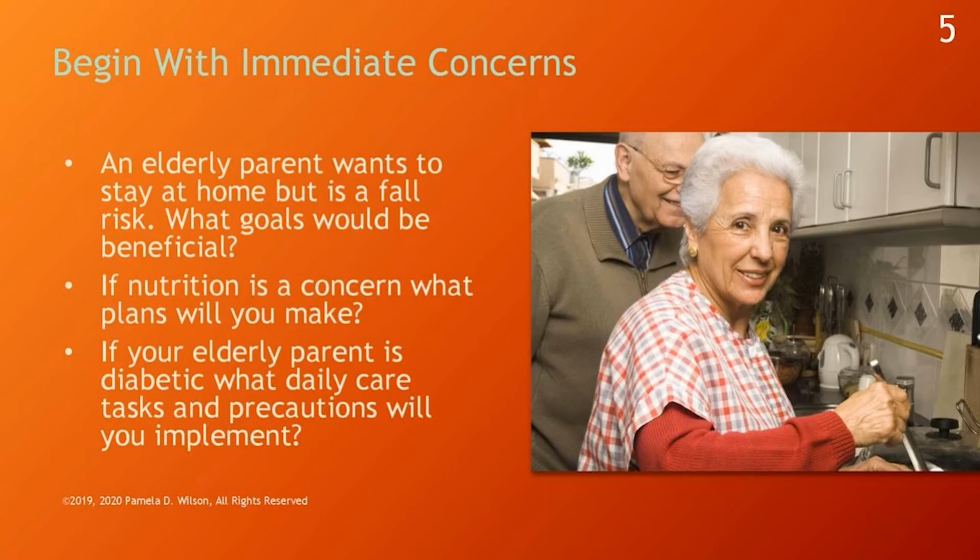If your parent is diabetic, what daily care tasks and precautions must you and they implement? Remember, this is a 50-50 road. It's 50-50 participation. When a loved one has a debilitating illness like Alzheimer's or dementia, a different plan is needed that is addressed in a different module. The module for creating a plan for loved ones with memory loss goes into great detail about caring and planning for elderly parents and others with memory loss. Here we're talking about parents who have their memory and their ability to understand what we're asking.